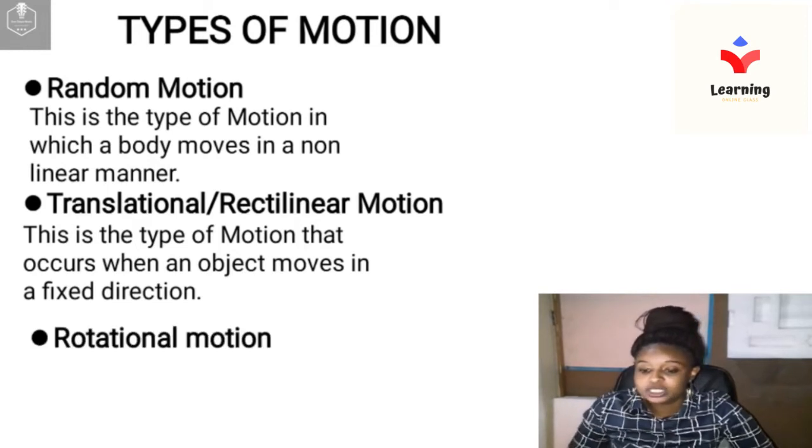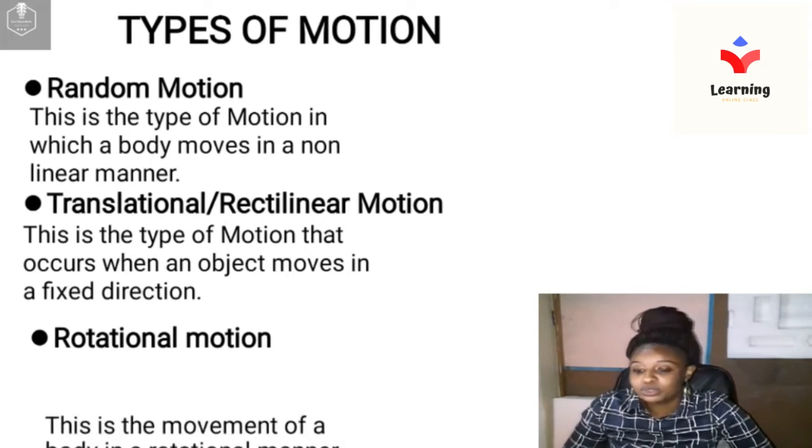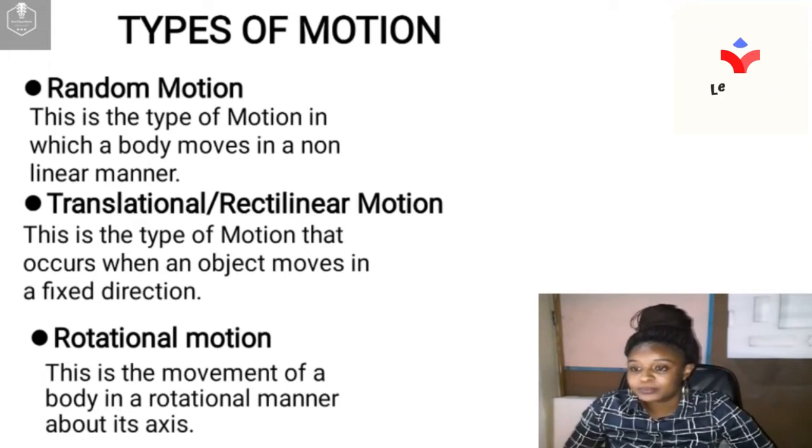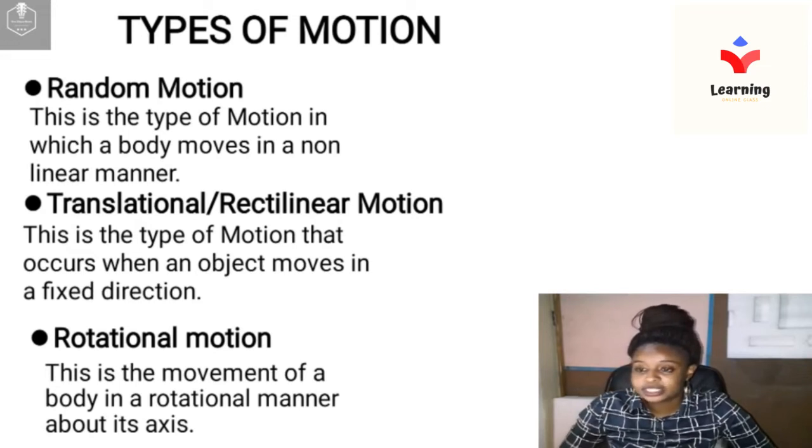Then the third one is what is known as rotational motion. What is rotational motion? Rotational motion is the movement of a body in a rotational manner about its axis. That is, the body moves in a circular manner. For example, an electric fan blade. When it's moving, you know that it will move in a circular manner.